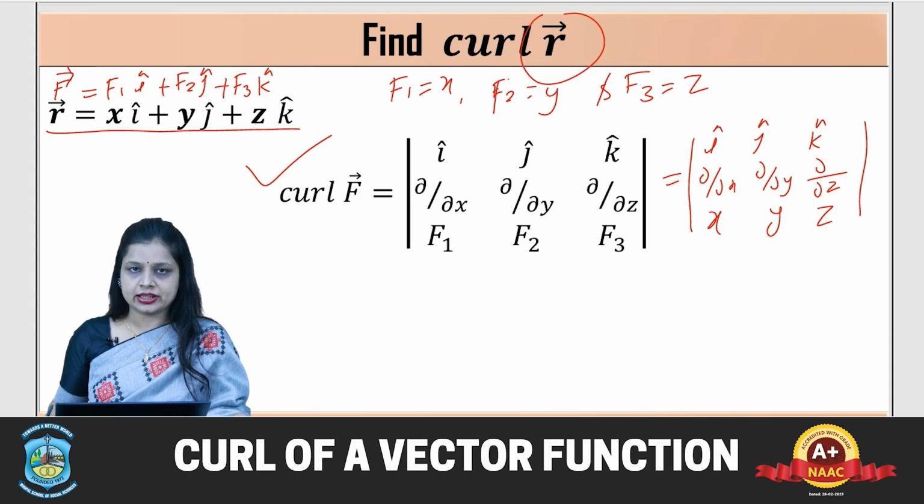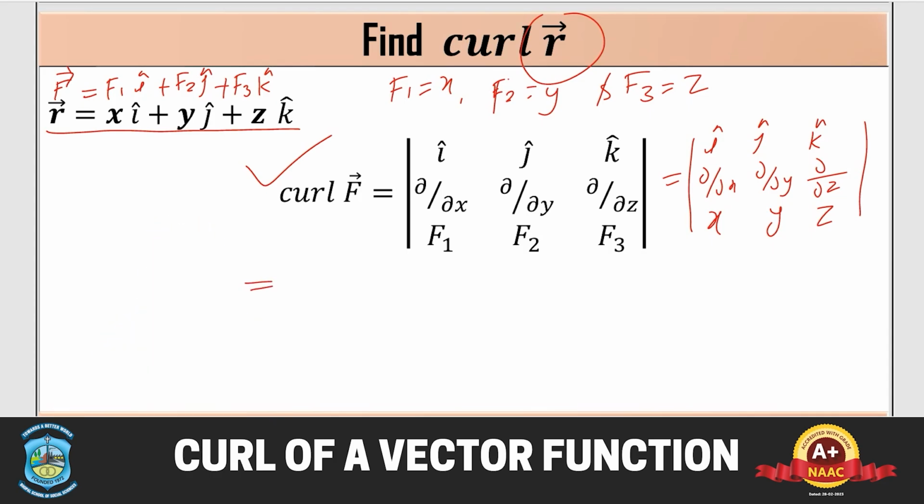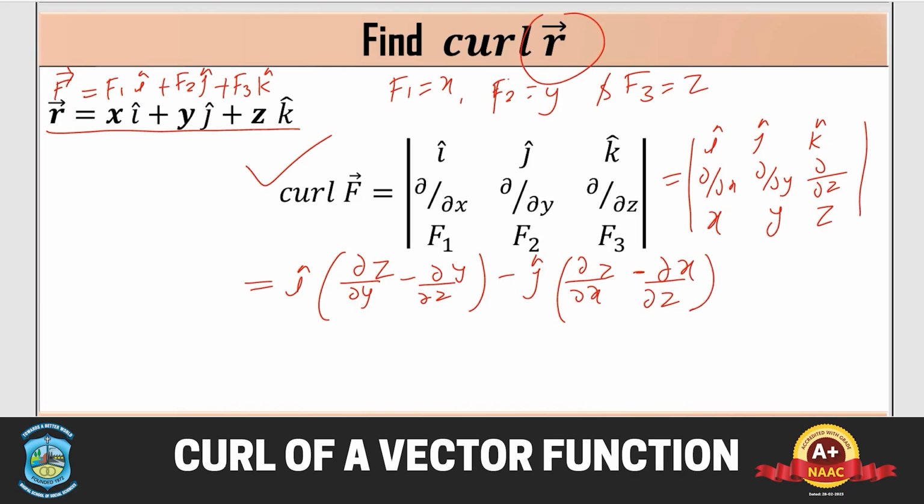Now, we can expand this determinant and we will get the value of curl of vector r. For the expansion, we get i cap of del by del y of z minus del by del z of y, minus j cap of del by del x of z minus del by del z of x, plus k cap of del by del x of y minus del by del y of x.